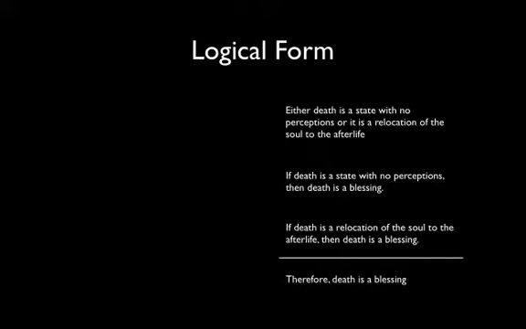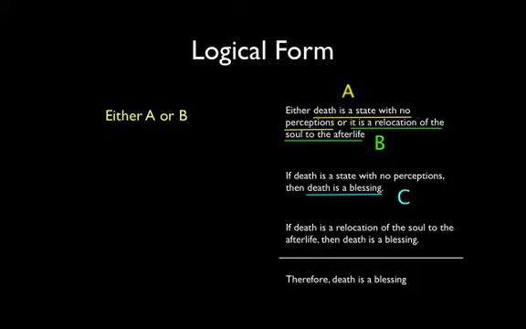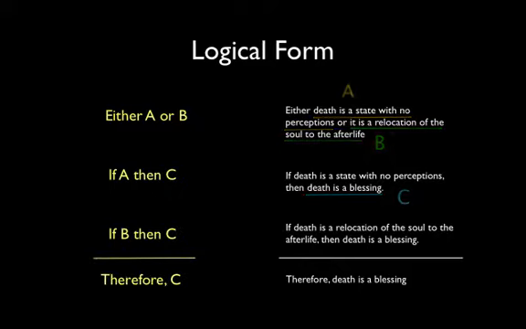To display the form of an argument, we replace sentences in the argument with letters like this. Let A represent death is a state without perceptions. Let B represent death is a relocation of the soul to an afterlife. And let C represent death is a blessing. We can now see that Socrates' argument has this form. Either A or B. If A, then C. If B, then C. Therefore, C.